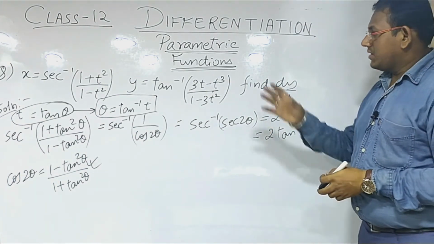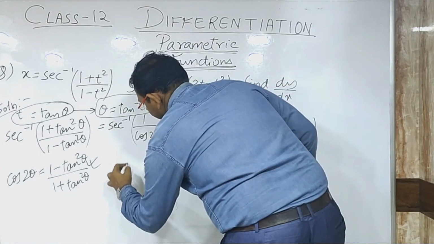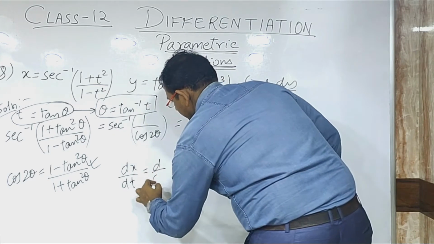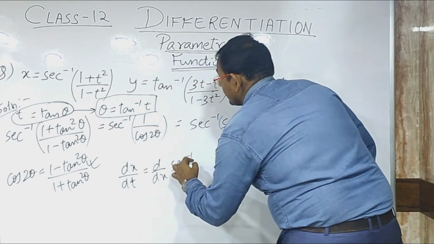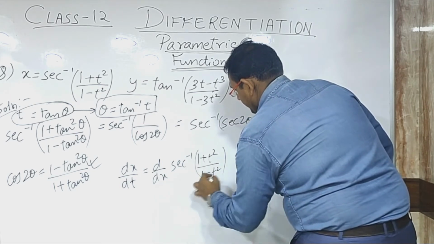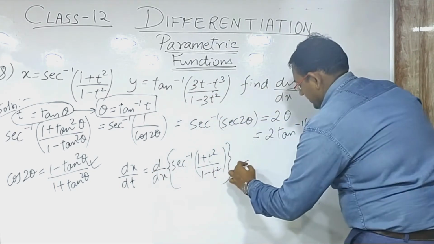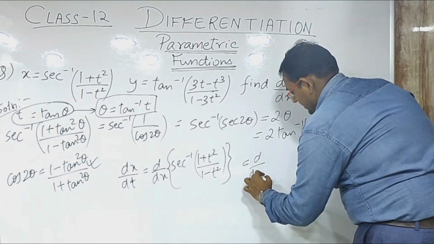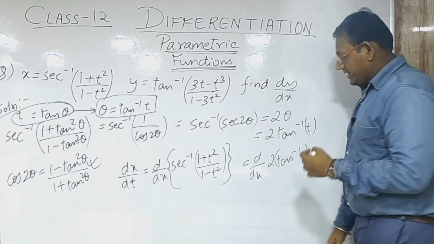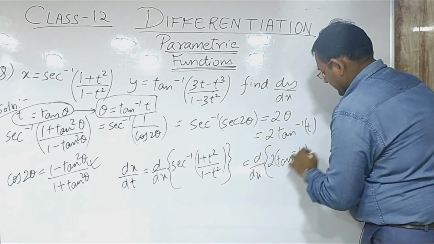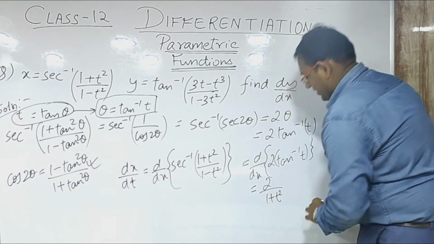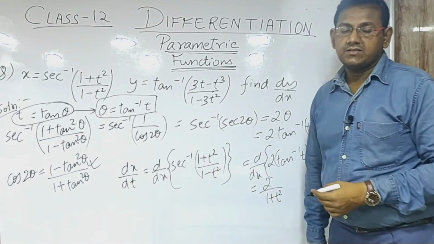So if we discuss the differentiation of x with respect to t, that is d/dt of sec inverse of (1 plus t square) by (1 minus t square), then it is d/dt of 2 tan inverse t, and we already know the differentiation of this entire portion, that is 2 by 1 plus t square. So this will give you dx by dt.